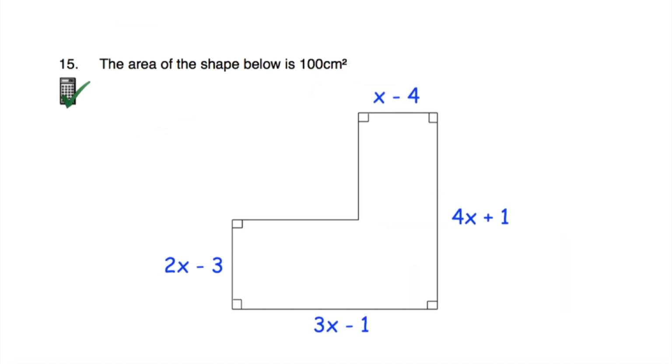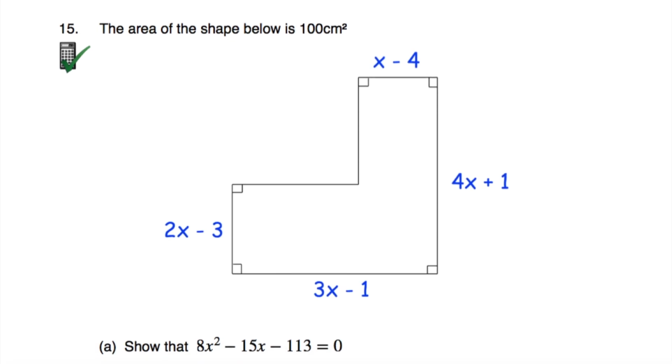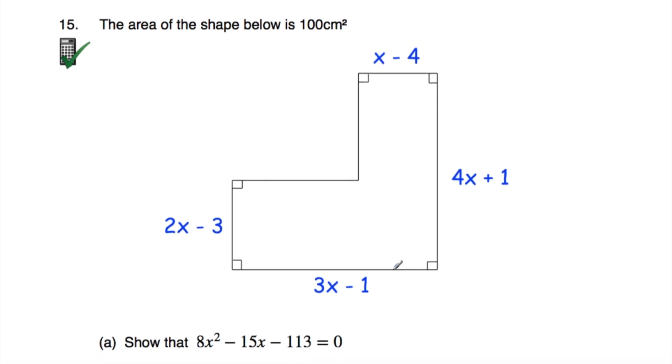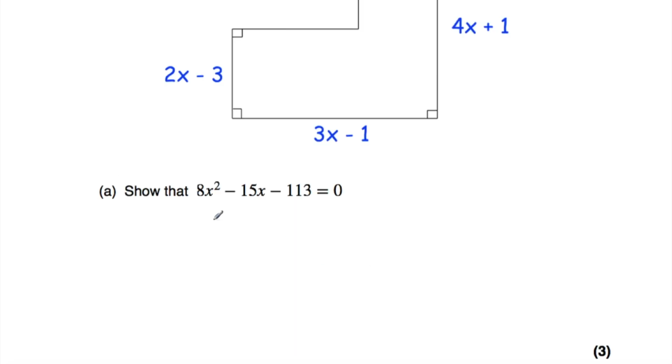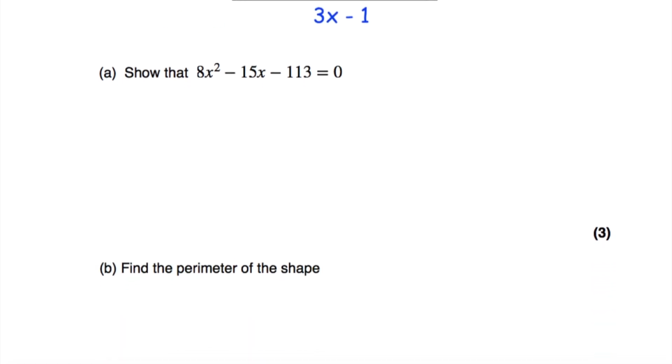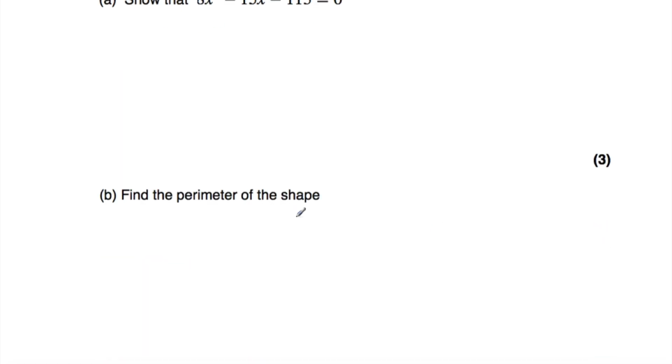Okay, let's have a look at our last question. So our last question, we've been given this shape. It says the area of the shape below is 100 centimeters squared. And part A says to show that 8x squared minus 15x minus 113 is equal to 0. So, okay, we'll do that. And then part B says to find the perimeter of the shape.